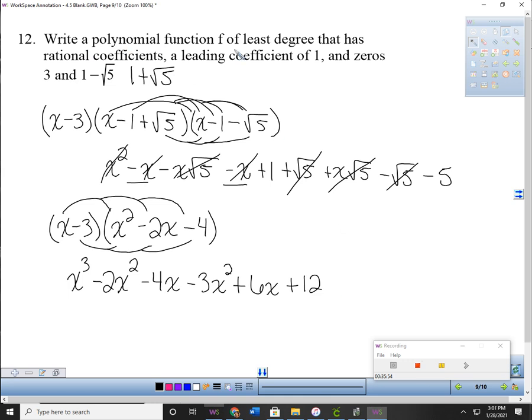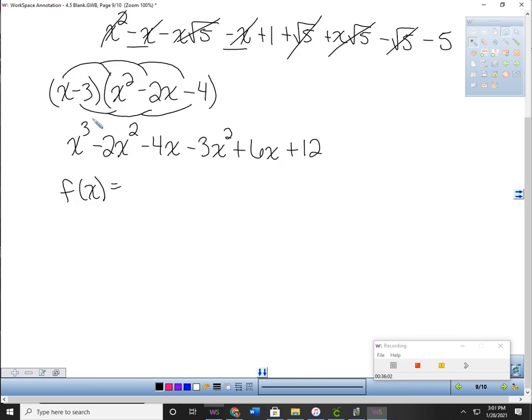It said write a polynomial function f, so this is f of x, is equal to, I only have the 1x cubed there. Negative 2x squared and negative 3x squared make negative 5x squared. Negative 4x and positive 6x make positive 2x. And then you have the plus 12 at the back.